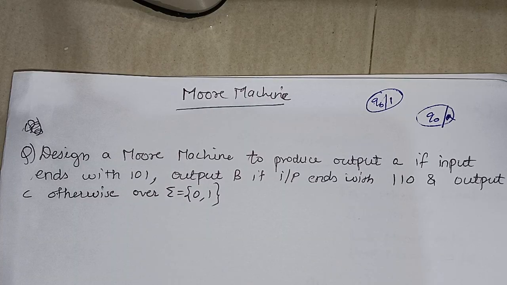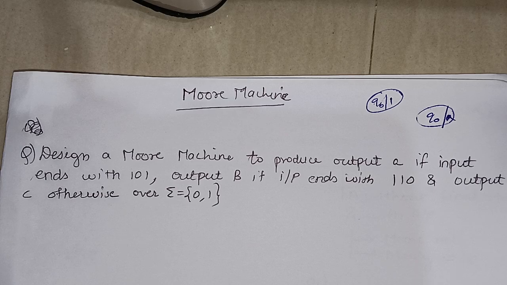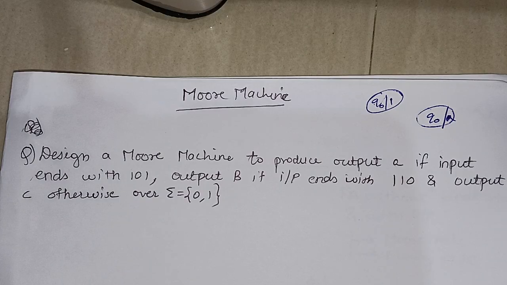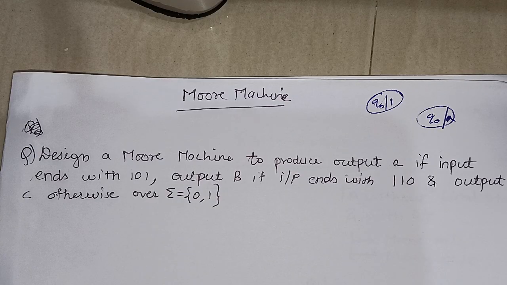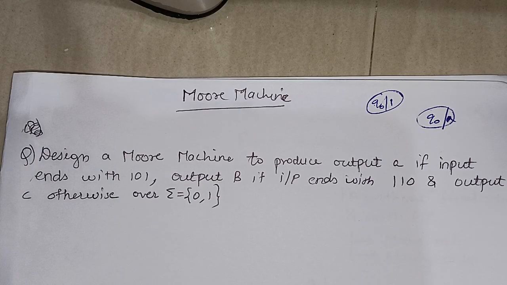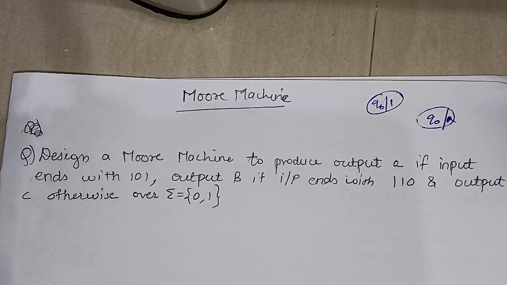Okay, in Moore machine if the length of the input sequence is n, then the output sequence is n plus 1. Now see, when we give the input to the Moore machine of length n, then it will give us the output of length n plus 1. How is Moore machine mathematically represented? It is mathematically represented using a 6 tuple.